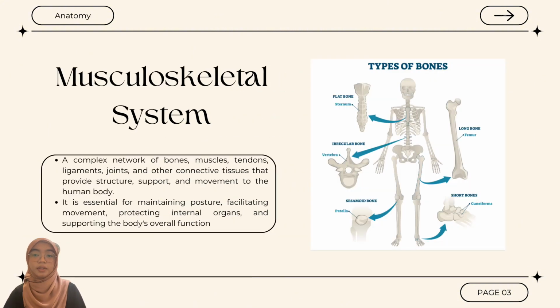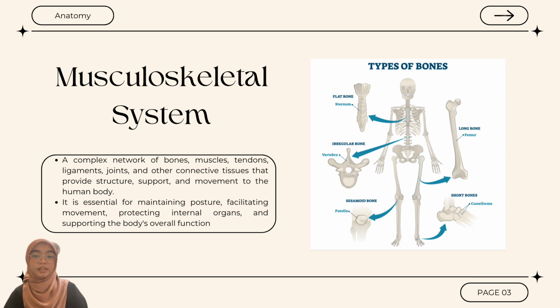Moving on to the anatomy that is involved in this specialty, the first one is the musculoskeletal system. It is a complex network of bones, muscles, tendons, ligaments, joints, and other connective tissues that provide structure, support, and movement to the human body. It is essential for maintaining posture, facilitating movement, protecting internal organs, and supporting the body's overall function. There are different types of bones, which are flat bone, irregular bone, sesamoid bone, long bone, and short bone.